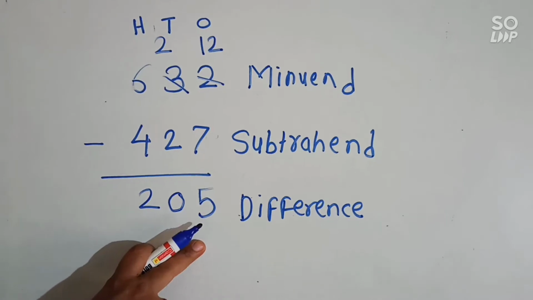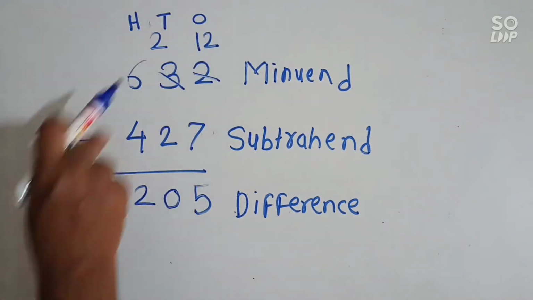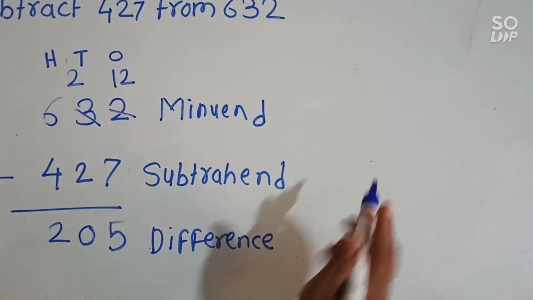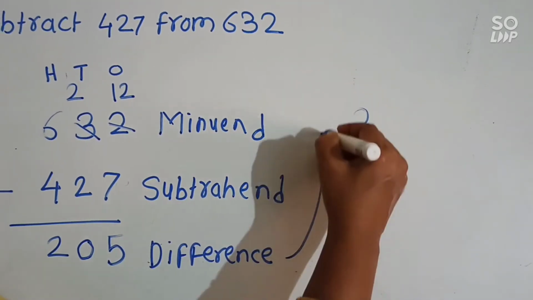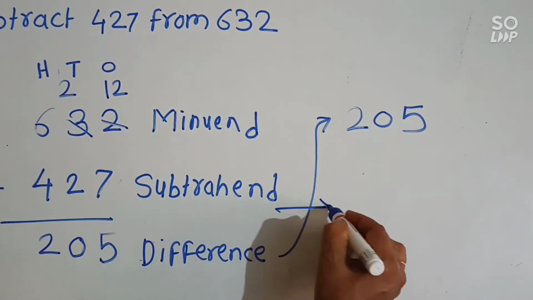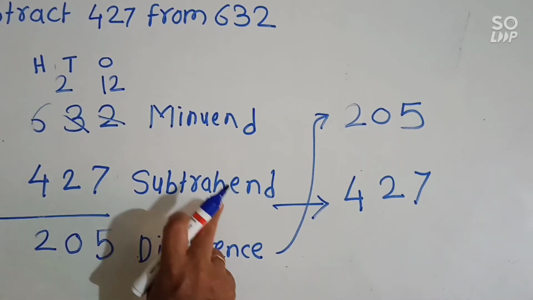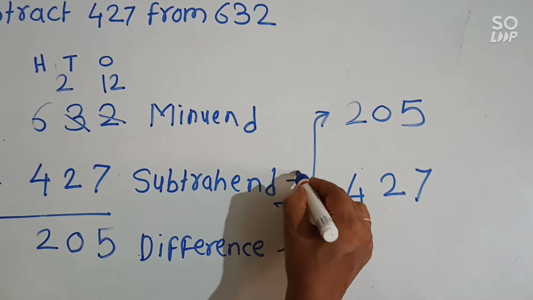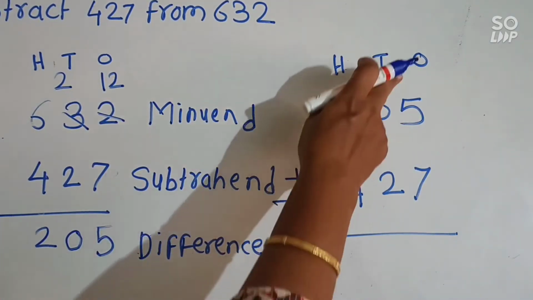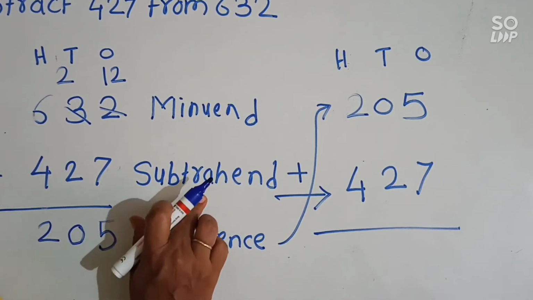Now we have to check the answer. So we have to do addition to check the difference. For this, this difference 205 and this subtrahend 427. Difference plus subtrahend, we have to do addition here, in ones, tens and hundreds. Here we have to do addition of the difference and the subtrahend.